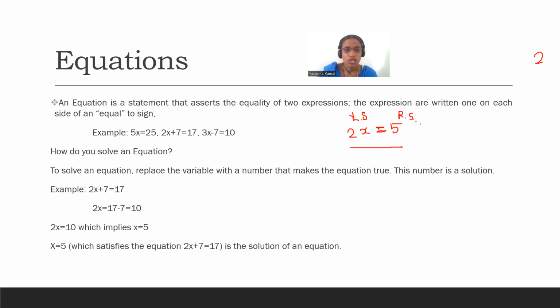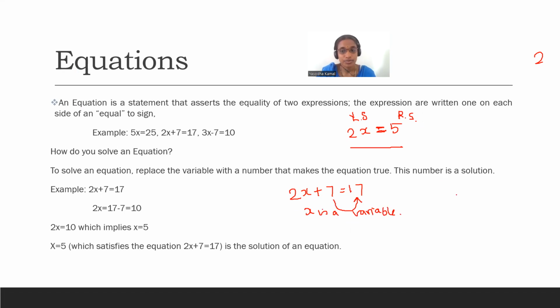To solve an equation, we have to replace the variable with a number that makes the equation true. How can we solve this? See here, I have given the example 2x plus 7 is equal to 17. How can we do this? Before that, can you tell me which is the variable here? Yes, x is a variable. Now find the solution of this unknown variable x.